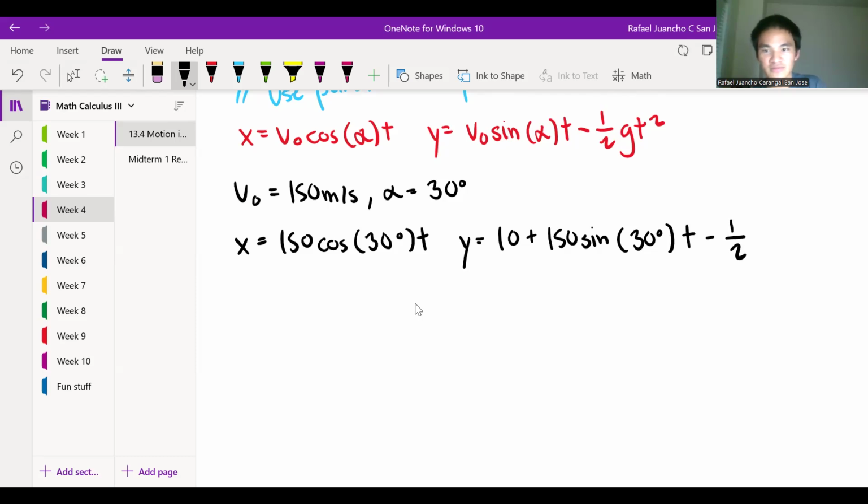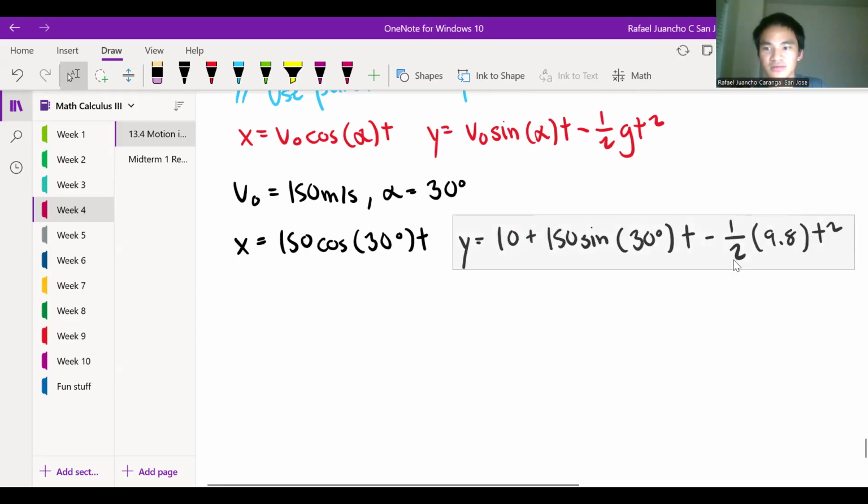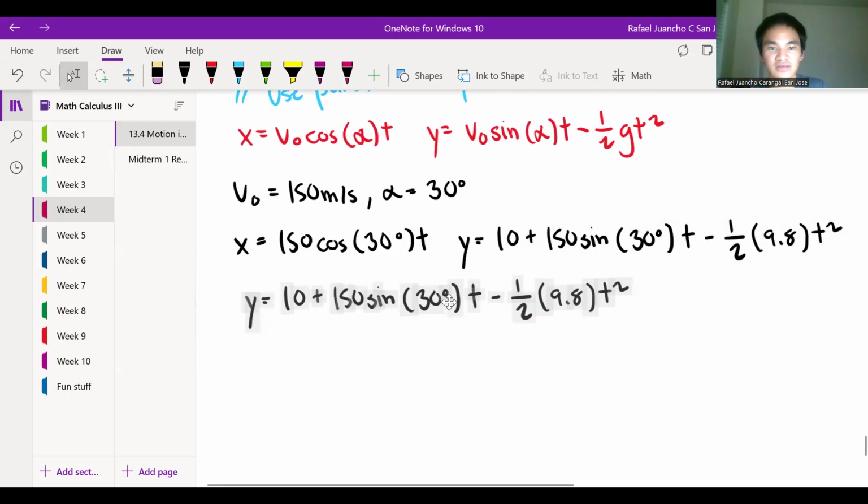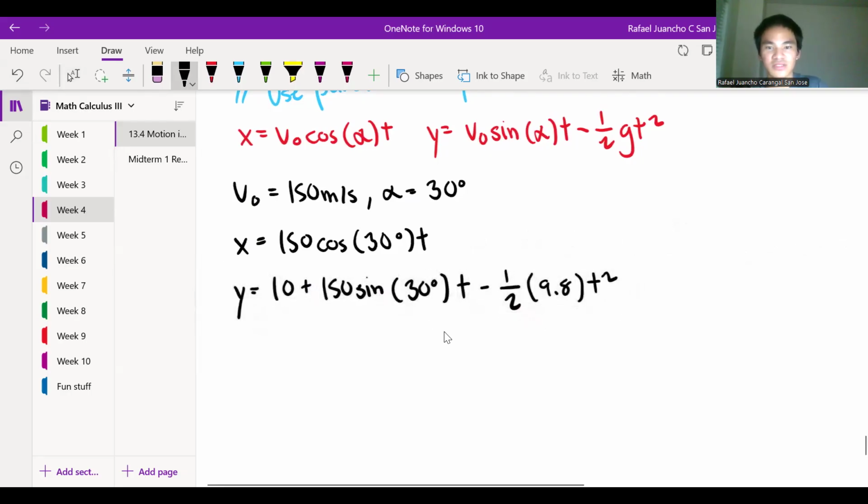Then we subtract 1/2. Then here we incorporate gravity. So we put, pretty sure we put 9.8 here. And then we put t squared. Can we simplify? Let's simplify. I'm going to put this down so that we can simplify everything. Okay, let's simplify my x. So my x is going to be 75 square root of 3t, right?